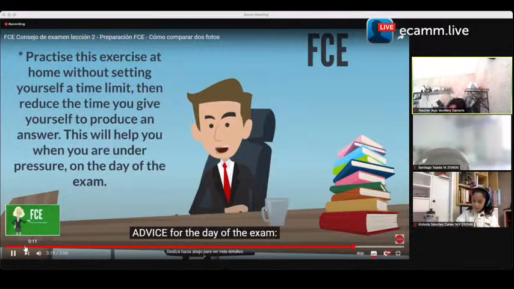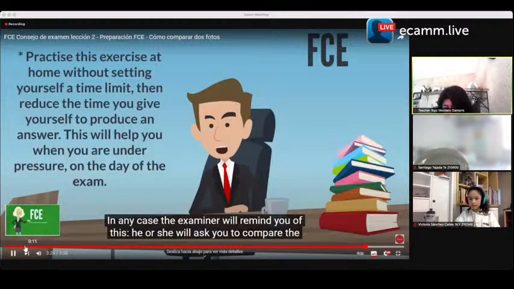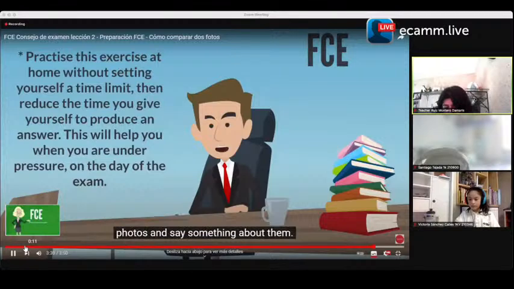Advice for the day of the exam: do not describe the photos given to you. In any case, the examiner will remind you of this. He or she will ask you to compare the photos and say something about them.